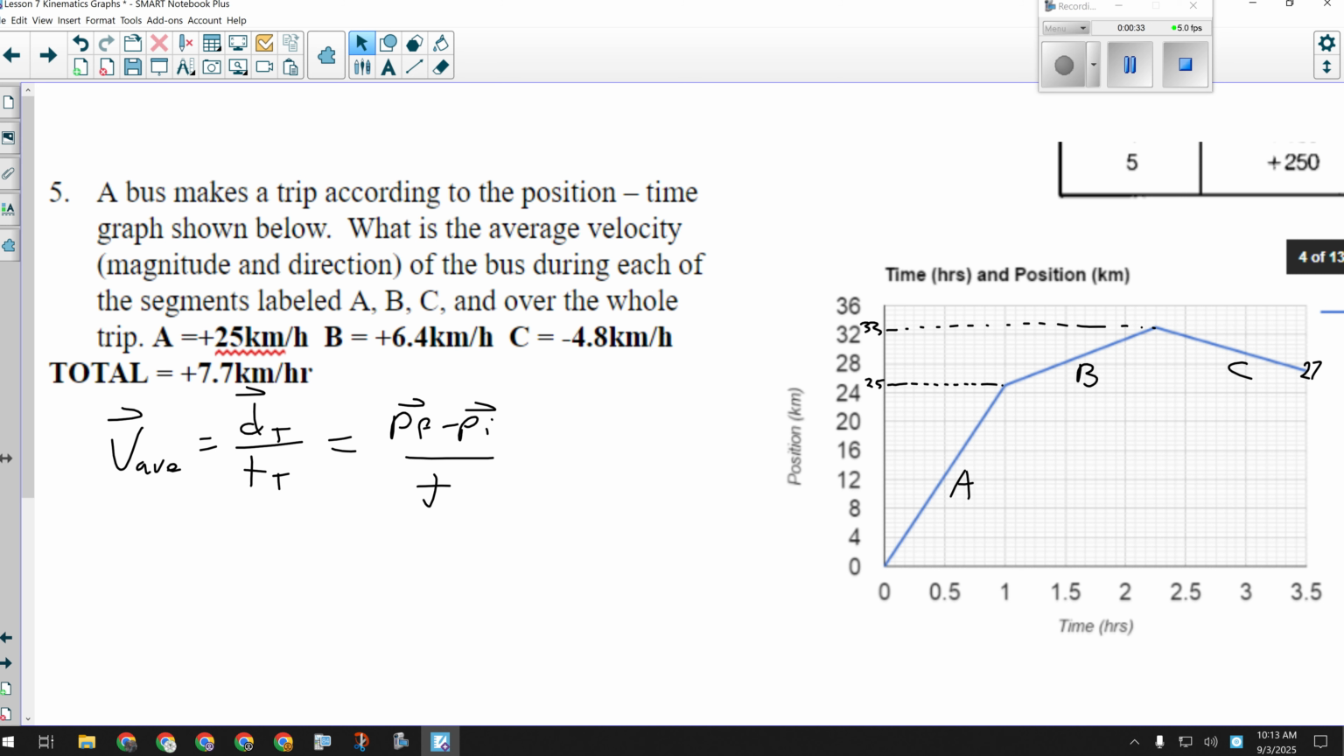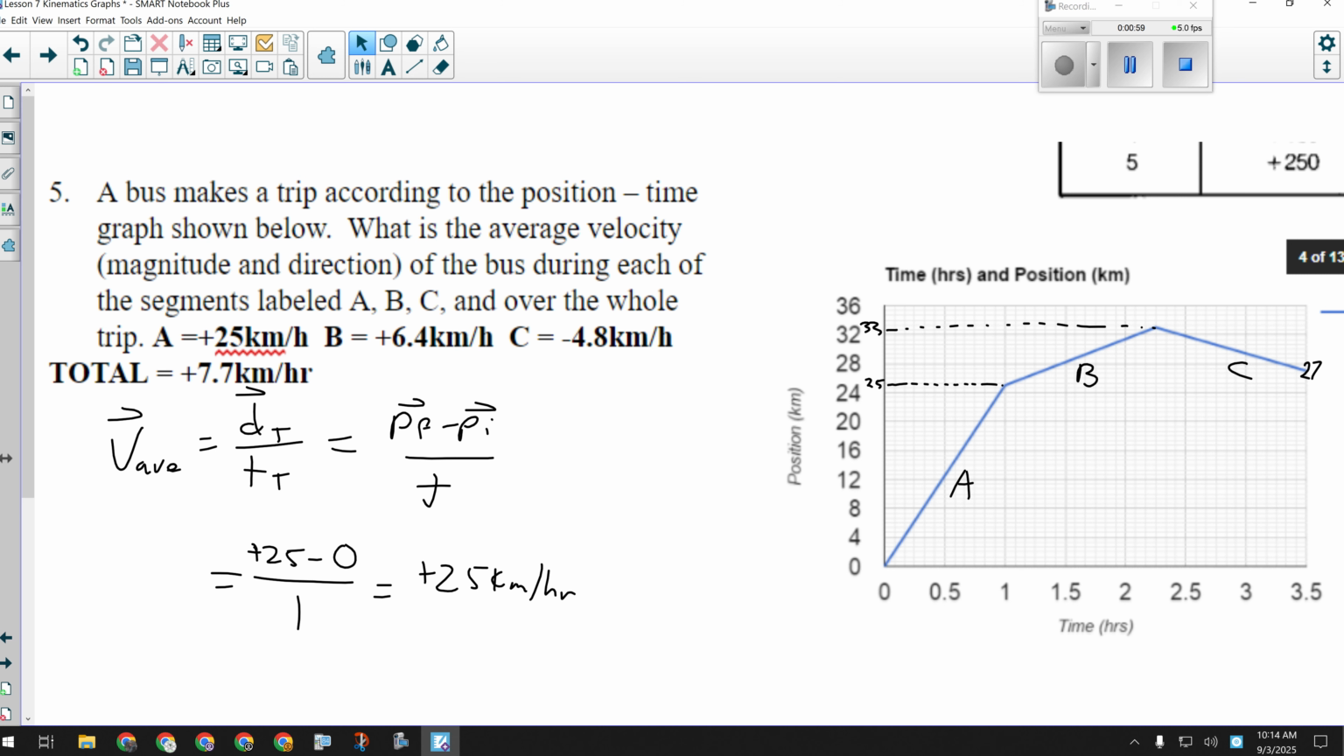That would be this. For part A, you probably didn't even bother doing this one because you could just do it in your head. The final position was positive 25 kilometers. The initial position was 0 kilometers, and the time for that was 1 hour, so you got positive 25 kilometers per hour for your velocity for the first one.